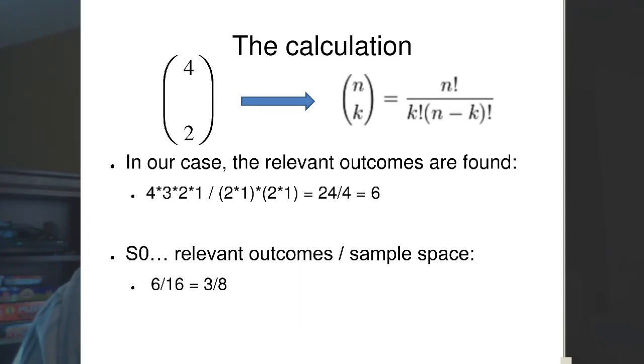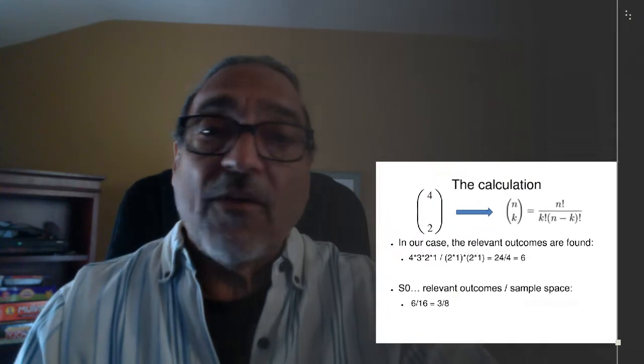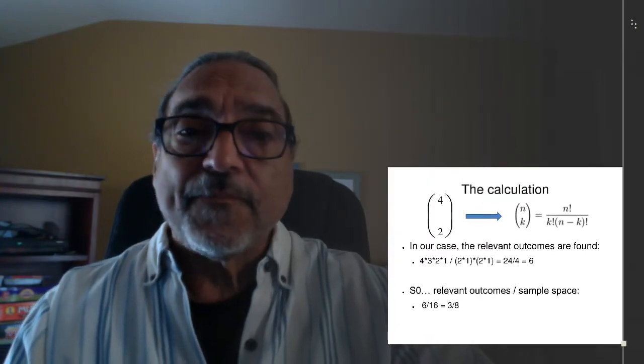So in this case, pretty easy to do the math. We know that our relevant outcomes are 6, okay, and I'll let you do the math yourself. So we now have to divide by our total sample space, and we know that the relevant outcomes divided by the sample space is 6 out of 16, which matches the total number that we actually counted. And of course, this equals 3/8. So pretty easy to do.